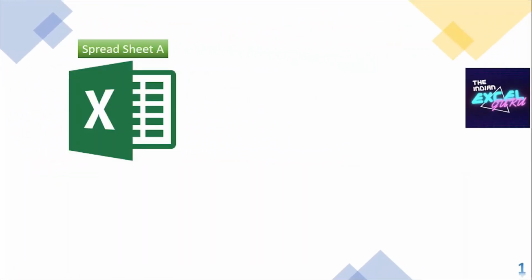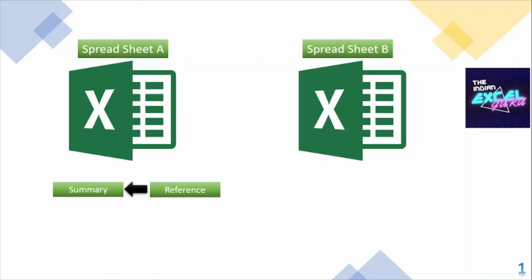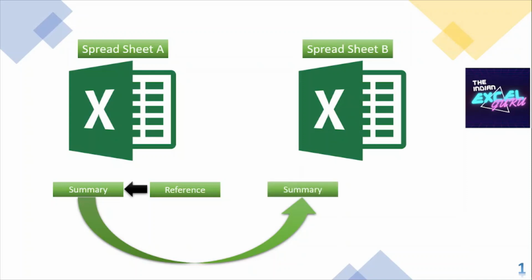Suppose there is a spreadsheet A which has its own reference sheet, and it derives some data from there and prepares a summary sheet. We have another spreadsheet B where we require to move this summary sheet to this spreadsheet B, and the values should be derived from the local data available in the reference sheet of this particular sheet B.